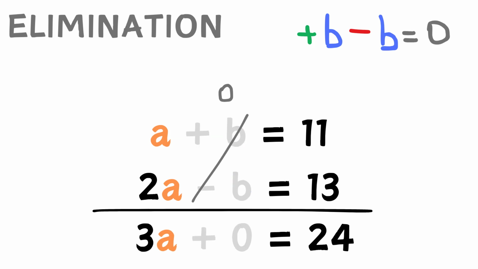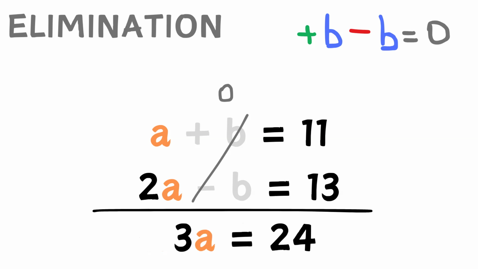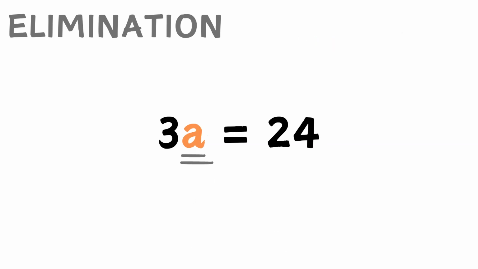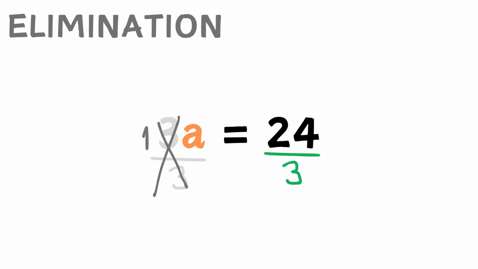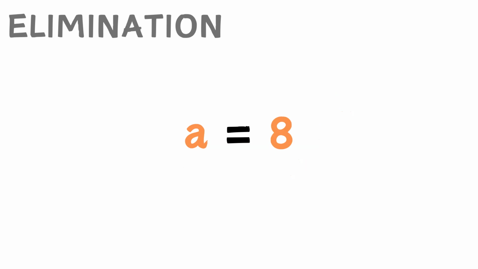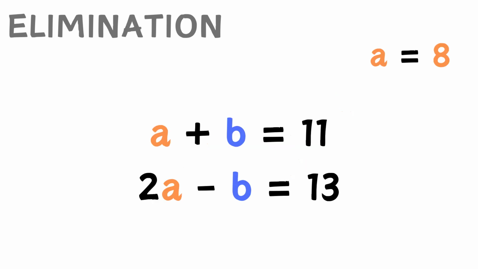To do this, we see that we can cancel out the b's, which leaves us with only one variable in the equation, a. Here we have 3a equals 24. So now we can isolate the a. If we divide both sides by 3, we get a equals 24 divided by 3, which is 8. So a is 8. Now to solve for b, we can substitute 8 in for an a in one of our equations. Let's use the first one.